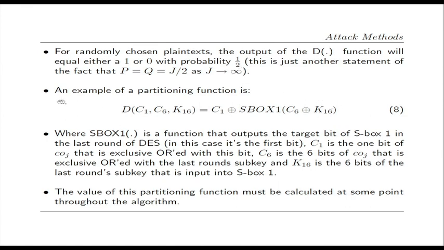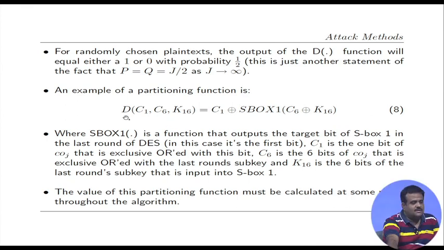And this is an example of a partitioning function. This is D of Ci, Ck, and this is the last bit. This is the round key k16, equal to C1 XOR S box 1, and the input of the S box is C6 XOR k16. So, this is the function coming from DES, where the S box is the function that outputs the target bit of the S box 1 in the last round of DES.